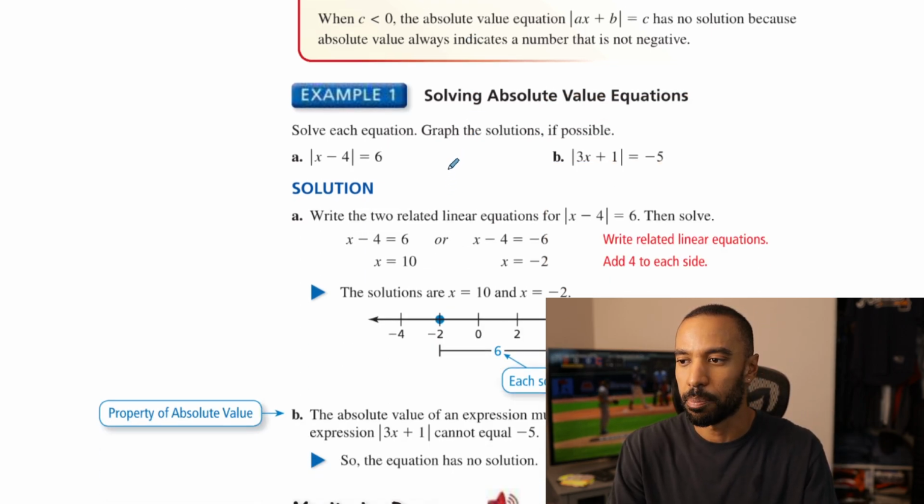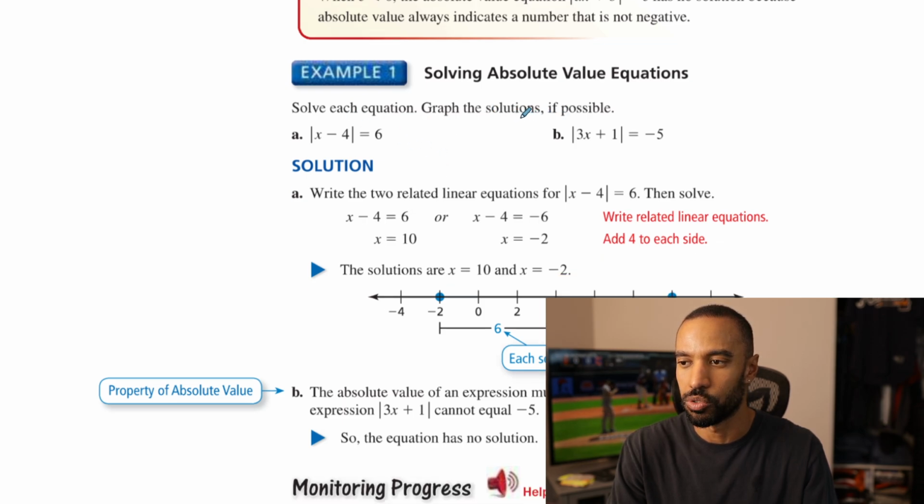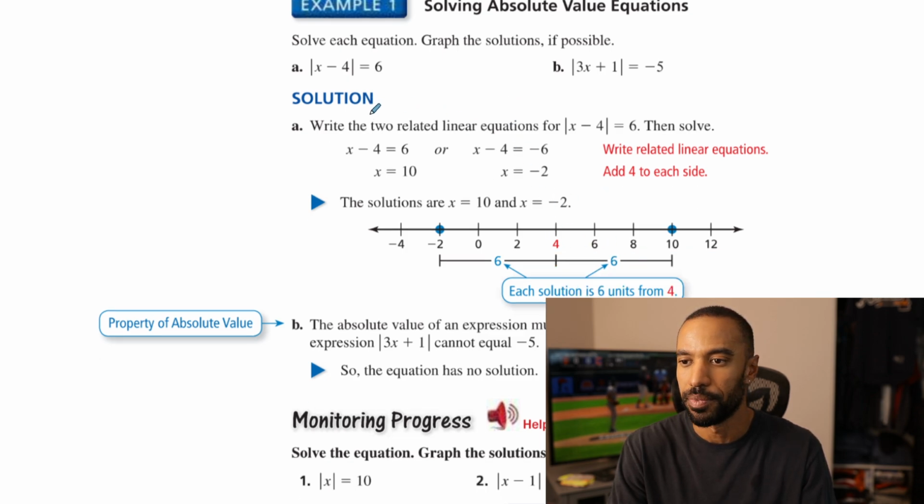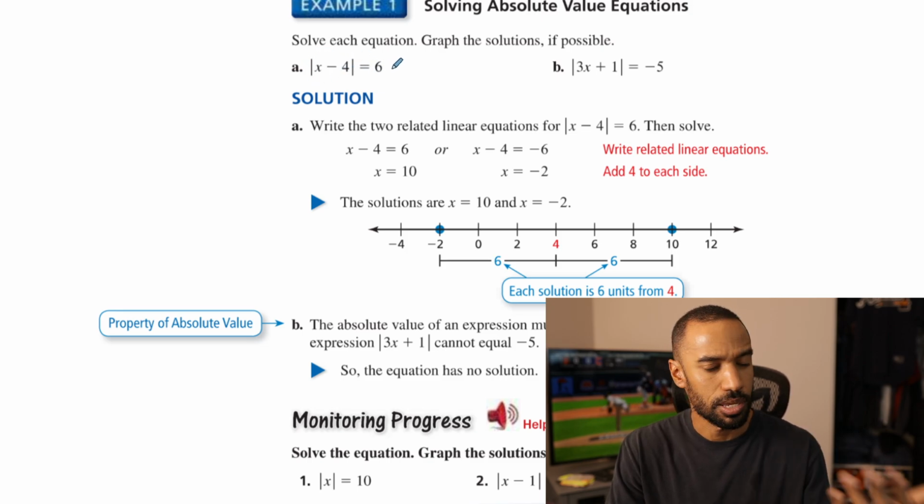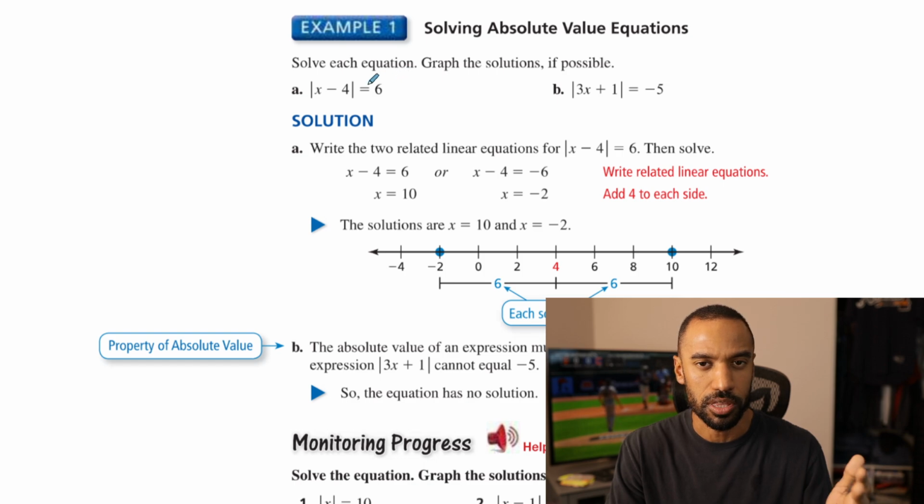Let's take a look at some examples here. Solving each equation, graph the solutions if possible. When they say graph, they mean on a number line, just plotting the points there. They say absolute value of x minus 4 equals 6. This absolute value is by itself, by the way. That's something we're going to be kind of looking to do. Obviously, they're starting off that way.